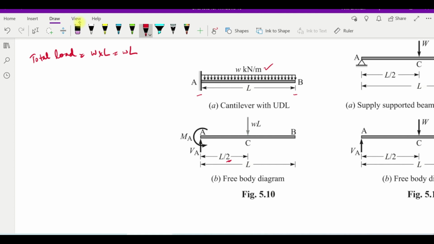Now let us remove the support A and apply the reactions, one vertical and a moment. There is no horizontal loading, so HA will be equal to 0. Let us apply the first equation of equilibrium.